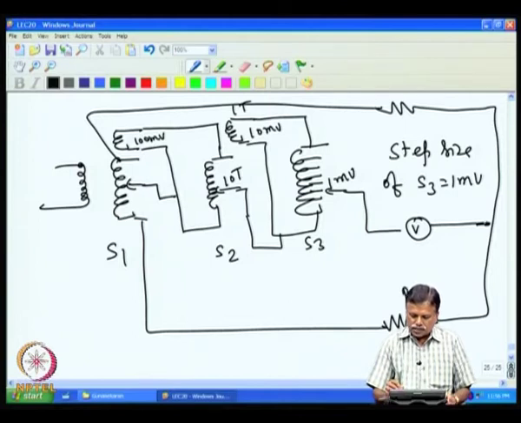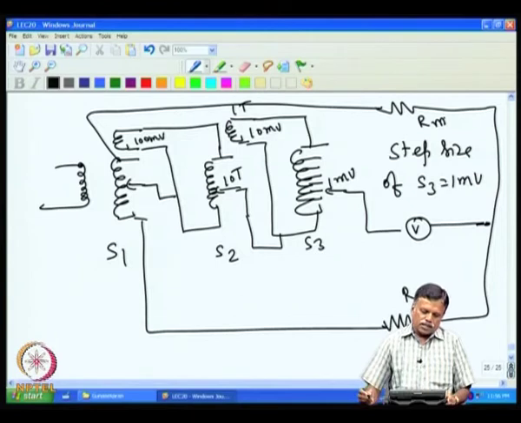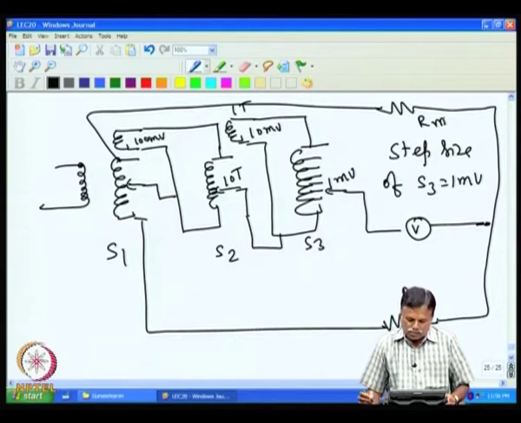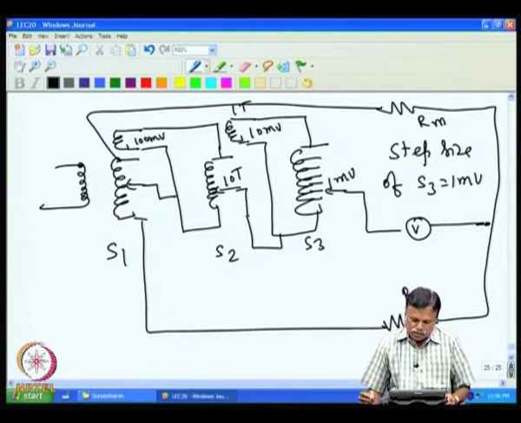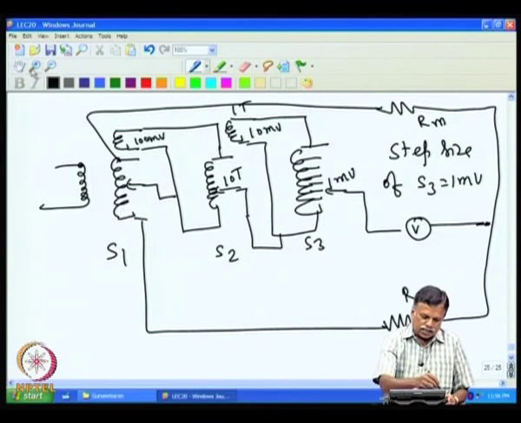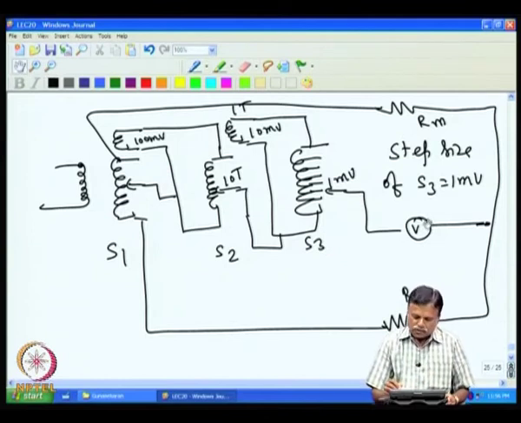So, this is standard resistance, this is resistance under measurement. By this ratio transfer method, one can measure the unknown resistance accurately without need to have any voltage measurement. Even this need not be accurate, because we are only making a null method, that is, we are looking for a 0 here.